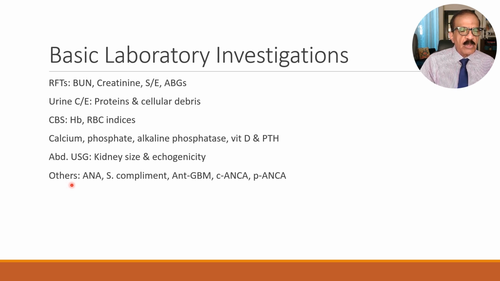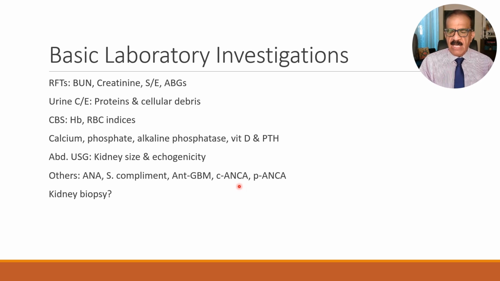Other tests, I will be very brief, depend upon the suspected etiology, and this usually refers to cases where you suspect autoimmune diseases: antinuclear antibodies, serum complement level, anti-GBM, this is glomerular basement membrane antibodies, which if present indicate Goodpasture syndrome, and C-ANCA, P-ANCA. I think this may also be present in Wegener's granulomatosis and other diseases. So these would be done only when appropriate.